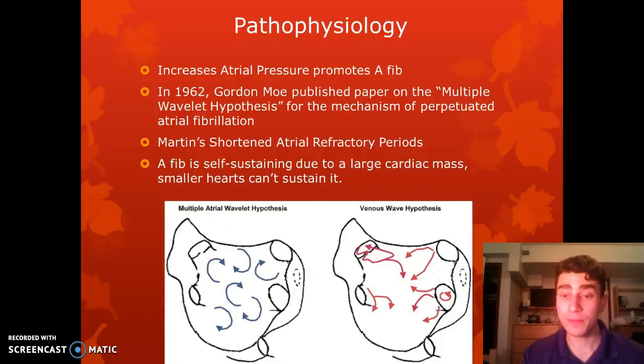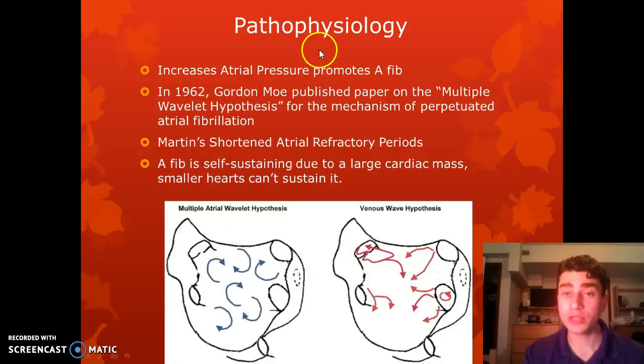Looking at the pathophysiology, one of the biggest things that promote AFib is the increase in the atrial pressure, which is going to cause all kinds of spontaneous contractions and conductions of the SA node, things in the atria, as well as misfiring in the mechanistic pathway.